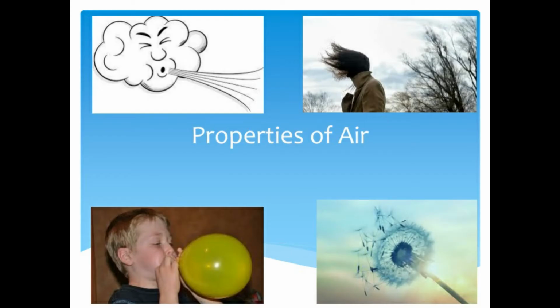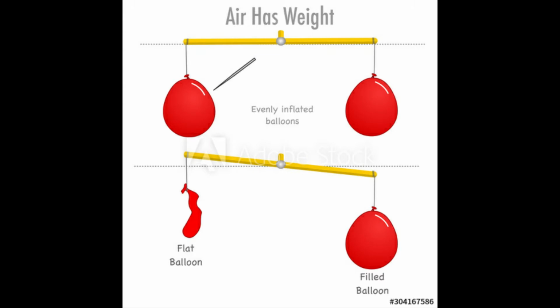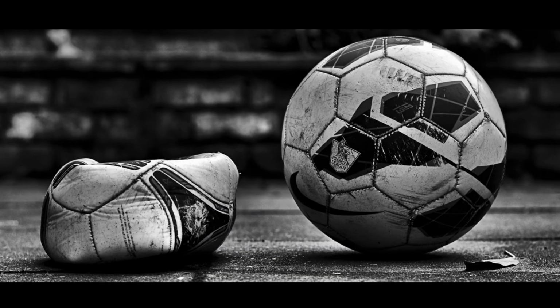Then the second topic was properties of air. What are the properties of air? Air fills things. Air is filled in balloons and tires. And the second property of air is air has weight. A football filled with air weighs more than one without air. That shows air has weight.